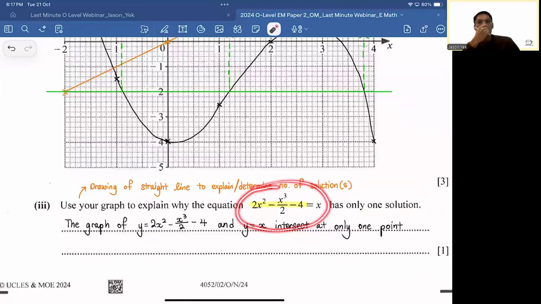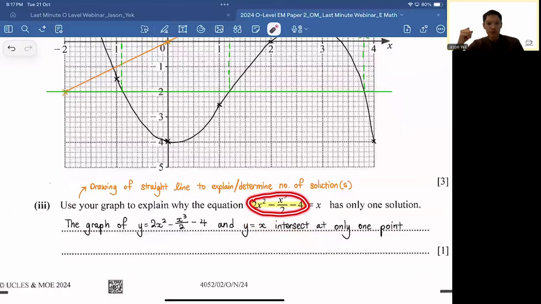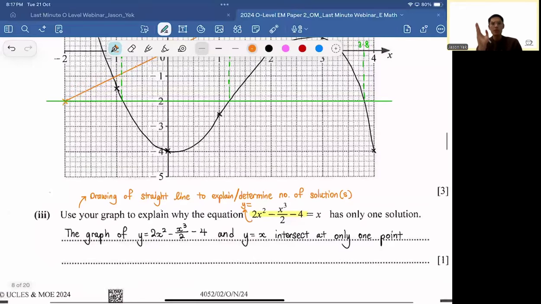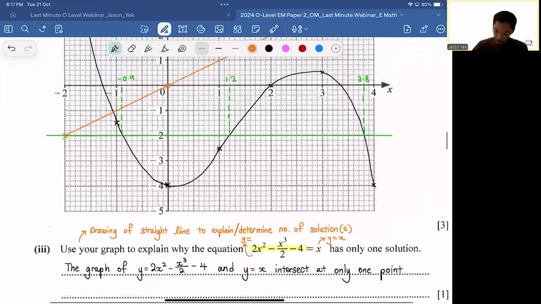If you look at this equation over here, it is actually related to the graph that you have drawn. So this graph that you have drawn is actually your y equals to this graph. Correct? This is what you have drawn. Now, what is it trying to say when you have an equation, something equals to something? It is really just saying that when you have two graphs that are equal, you are finding the intersection.